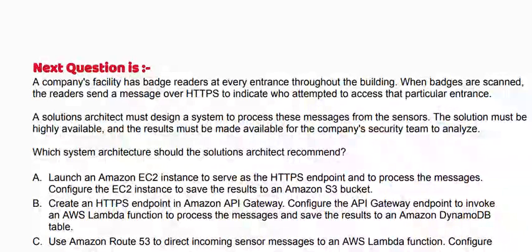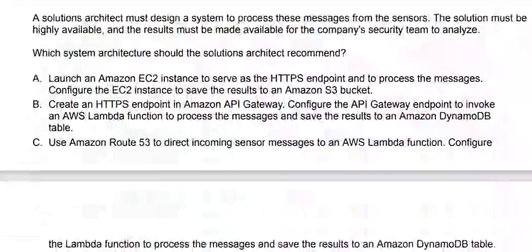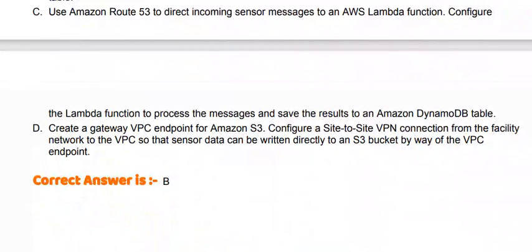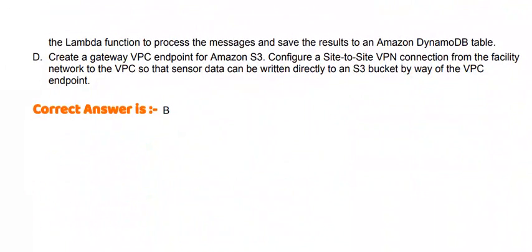Option C. Use Amazon Route 53 to direct incoming sensor messages to an AWS Lambda function. Configure the Lambda function to process the message and save the results to an Amazon DynamoDB table. And option D, create a gateway VPC endpoint for Amazon S3. Configure a site-to-site VPN connection from the facility network to the VPC so that sensor data can be written directly to an S3 bucket by way of the VPC endpoint. And the correct answer is option B.